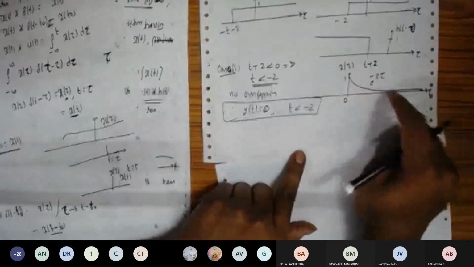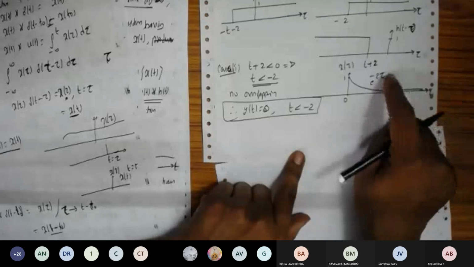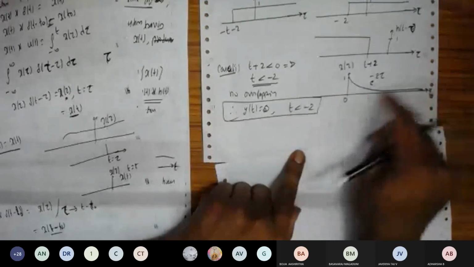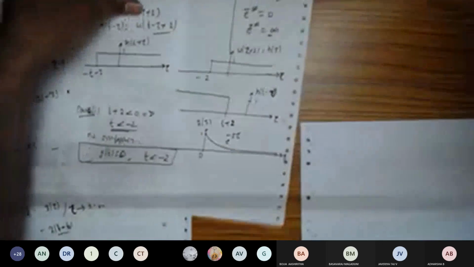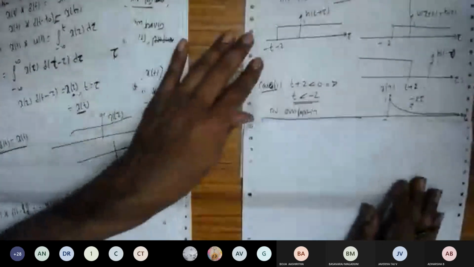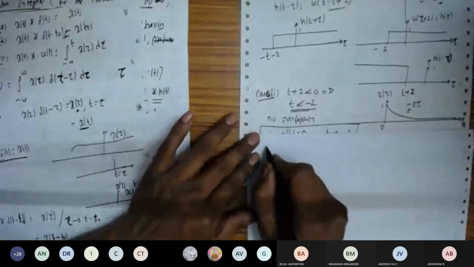So both are infinite duration sequences. T plus 2 greater than or equal to 0 means it can take any overlapping condition. So take case 2, which is t plus 2 greater than or equal to 0.